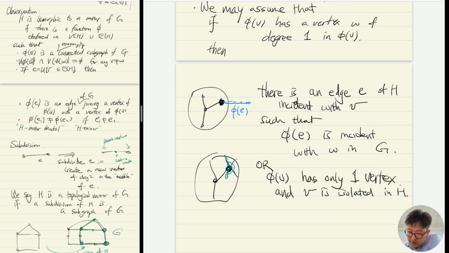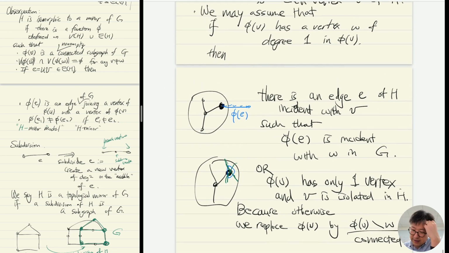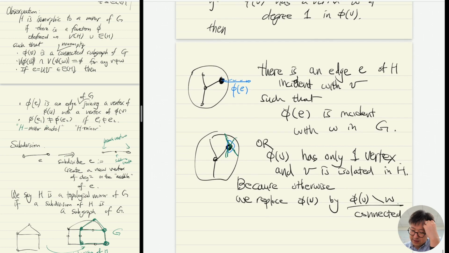Now, the reason is because otherwise we replace phi v by phi v delete w. And this is still connected. The reason why it's connected is because phi v now has at least 2 vertices, and when you delete a leaf from the tree, you have a connected graph. All right, now that's the assumption.